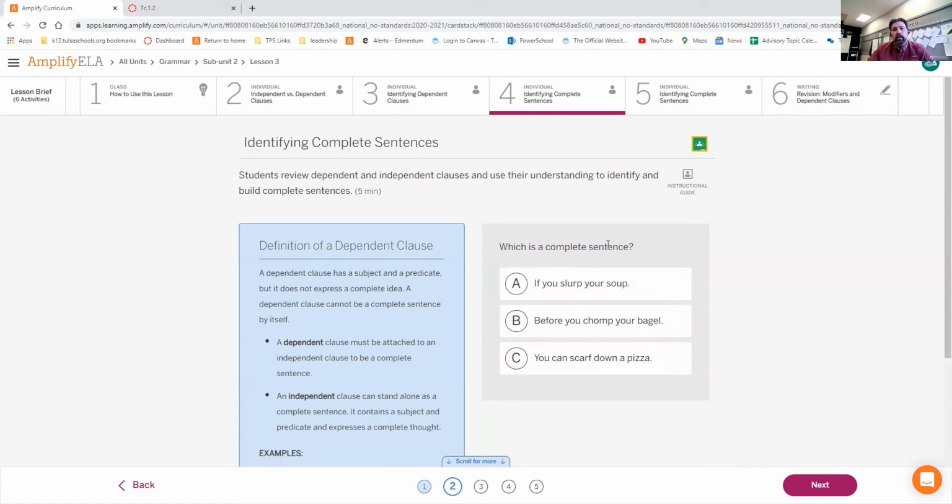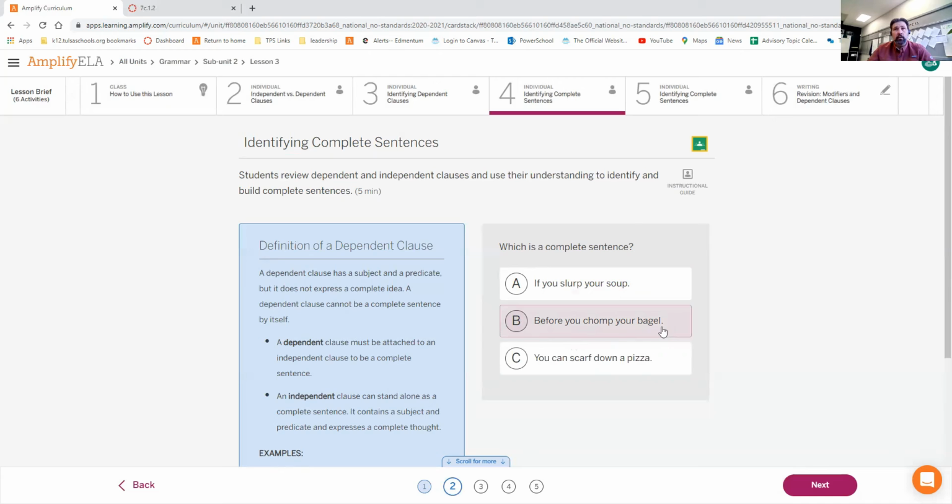Second one. If you slurp your soup. What? You're going to slap me? That's a complete sentence if it has something else. If it just says you slurp your soup, that's a complete sentence. But the word if makes us dependent.